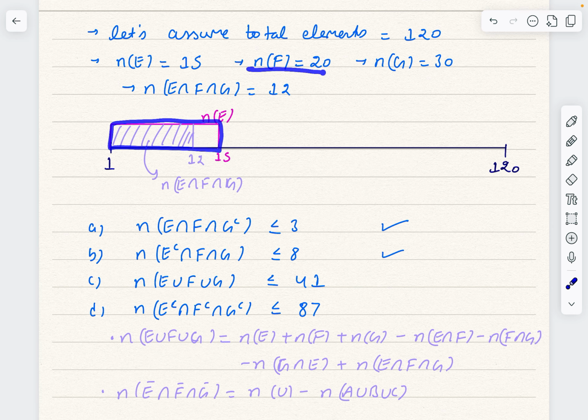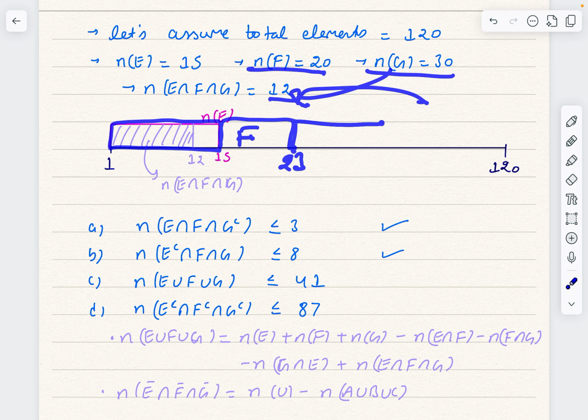So what we will do is we'll take all the elements of E from 1 to 15. Then the next 8 elements of F we'll take after that, 15 to 23. We'll give it to F. Similarly, the G elements. 12 already common here. Next, whatever will be there, we'll take it outside only. So 12 already common, we need 18 more elements. So we'll take next 18 elements, that'll be up to 41. That'll be for G.